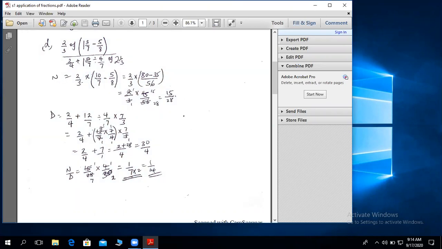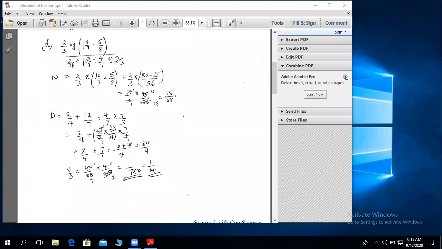The numerator has 2 over 3 of 1 whole number and 3 out of 7 minus 5 out of 8, as you can see. There is a bracket. That means I should first deal with the bracket. In the bracket, I have 1 whole number and 3 out of 7 minus 5 out of 8. Convert this to an improper fraction, it becomes 10 out of 7 minus 5 out of 8.